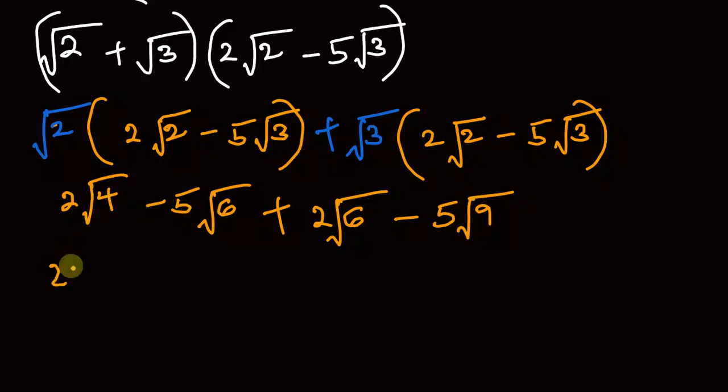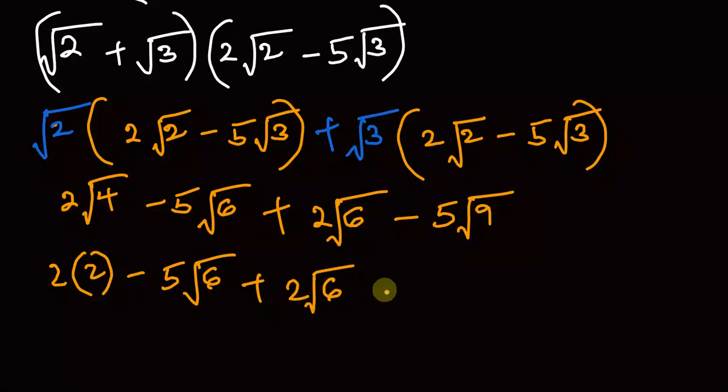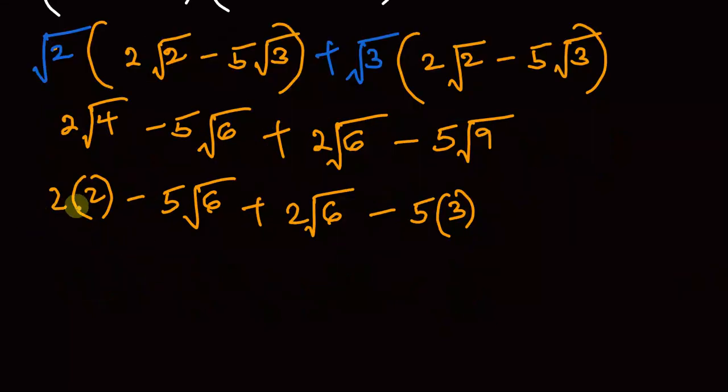Then when we solve, it will be 2. What is the square root of 4? It is 2. Then minus 5 root 6 remains, then plus 2 root 6 it will remain, then minus 5. What is root 9? The root of 9 is 3. Put it inside the brackets. So this is going to be 2 times 2 is 4, minus 5 times, yeah, it's going to be 4. Then check here.